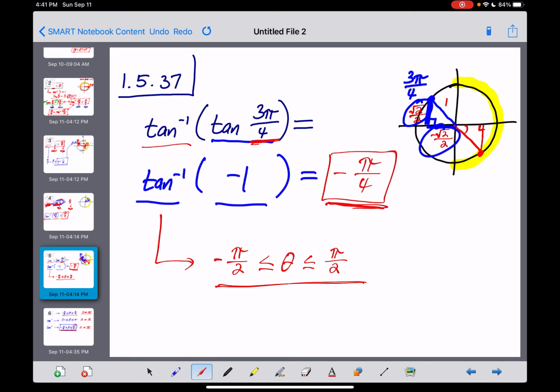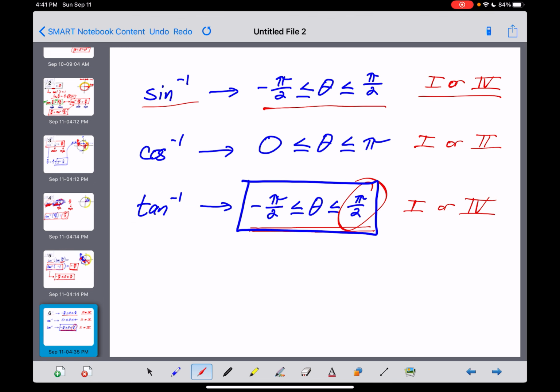We really should be careful here, guys, because the answer to this question right here, inverse tangent of -1, means what angle has a tangent value of -1? There's an infinite number of answers to that question. However, there's only one answer to that question that's in this particular range. And that's actually the purpose of all three of these ranges here.